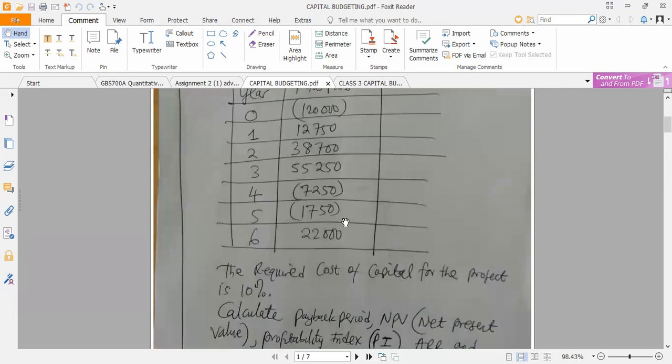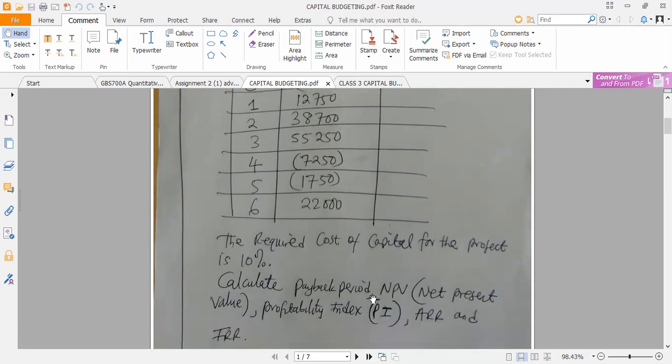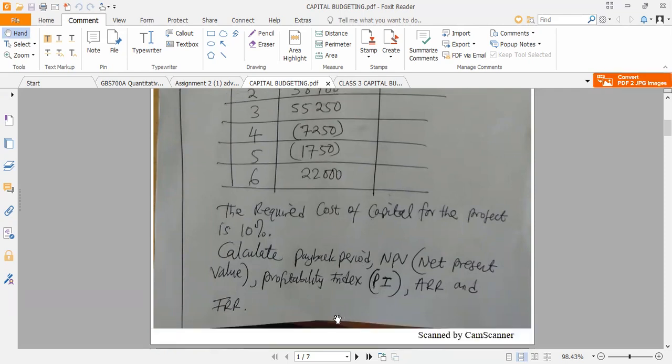Then we are required to calculate the following. The first one says calculate the payback period. The second one is the net present value, the NPV. Then the other one is the profitability index. Then the accounting rate of return and the internal rate of return. Am I too fast?